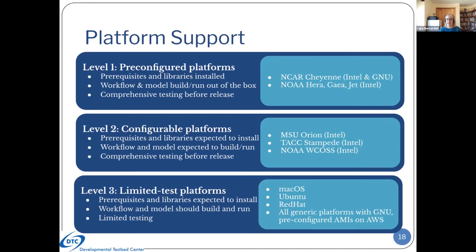So level one is these pre-configured platforms. The libraries are already there. The workflow and model will build and run out of the box. And we, being the release team, have done comprehensive testing of this before the release. So this is where you're going to find the easiest time of running the model. And in those light blue boxes, you see which actual platforms fall in this category. So we have the NCAR Cheyenne, using either the Intel or the GNU compiler, and also the NOAA Hera, Gaea, and Jet machines using the Intel compiler.